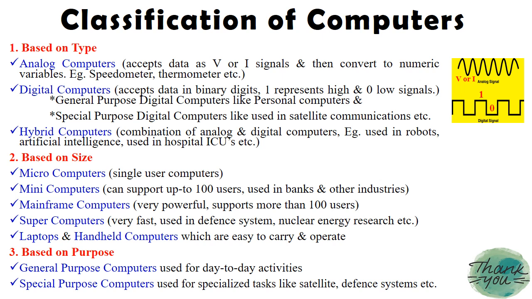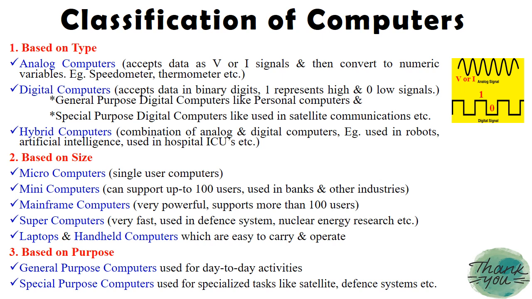So these are used in large organizations to maintain and analyze huge data. Next type are the supercomputers, which are capable of executing multi-million instructions per second. These computers are very powerful and the most expensive and complex systems. These are mostly used in the defense sector, nuclear energy research and satellite operations.